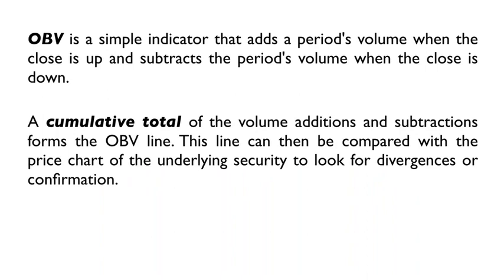So the indicator as developed by Joe Granville was called OBV, on balance volume. It was quite a simple indicator. It added a period's volume when it closed up, and subtracted the period's volume when it closed down. The cumulative total of the volume additions and subtractions formed what he called the OBV line. That line was then compared with the price chart to look for divergences or confirmation.